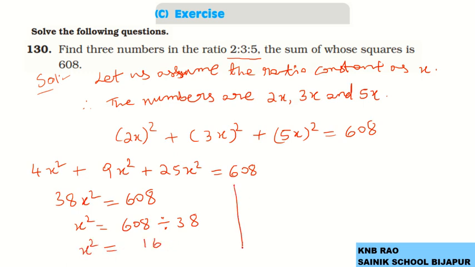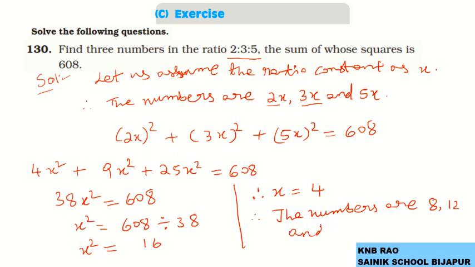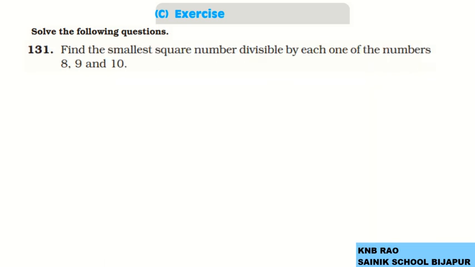So, therefore, x is equal to 4. Therefore, the numbers are 2 4s are 8, 3 4s are 12 and 5 4s are 20. Next, coming to question number 131. Find the smallest square number divisible by each one of the numbers 8, 9 and 10.